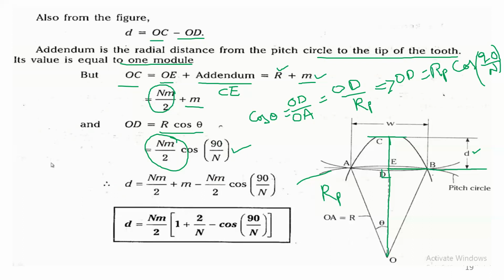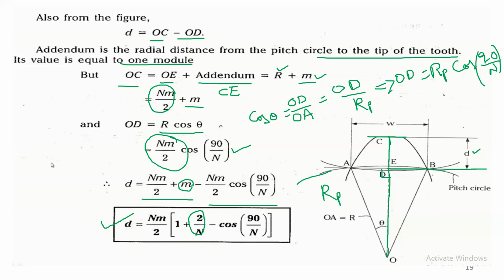As you know, OC is equal to nm by 2 plus m, and OD is equal to nm by 2 cos 90 by n. So d is nm by 2 plus m minus nm by 2 cos 90 by n. If you take nm by 2 common, you will get nm by 2 into 1 plus 2 by n minus cos 90 by n. So this is the formula to calculate the chordal addendum or chordal depth.